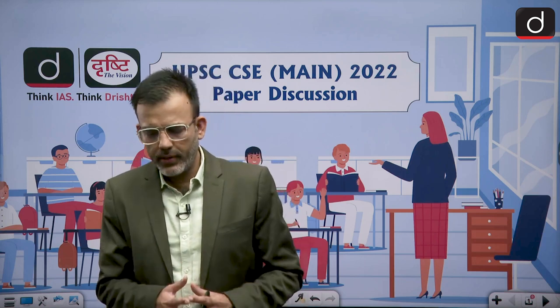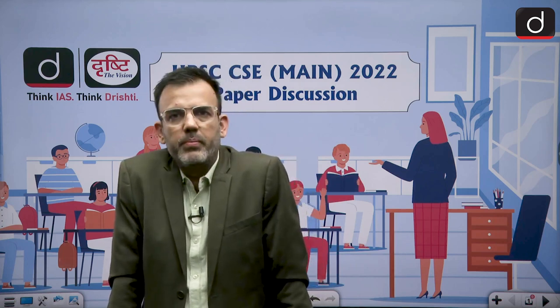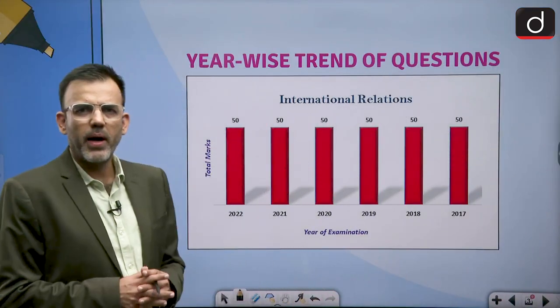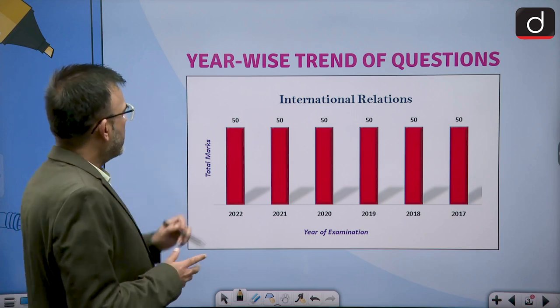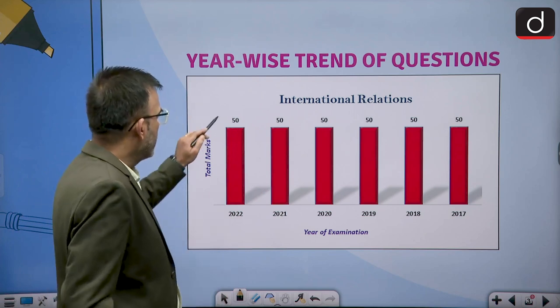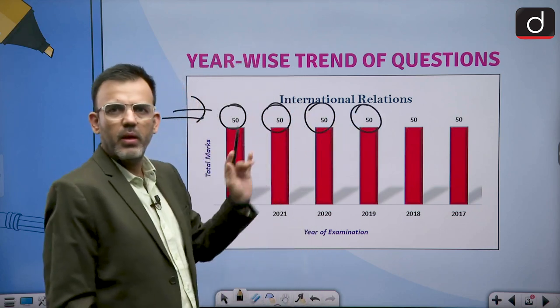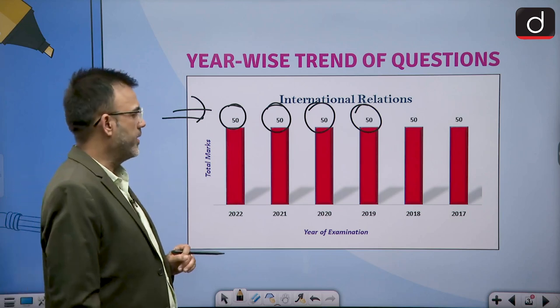So, all these queries, questions we try to answer, and I'm Sharad Tripathi, I'll be dealing with questions related to international relations which have appeared in the recently concluded mains examination. So, the first and foremost thing, it's a macro trend analysis, you can say. If we look at the weightage of questions which have come in international relations, you will find that it is almost static all these years. 50 marks questions you will see in this segment of international relations.